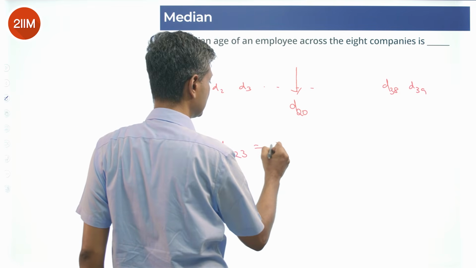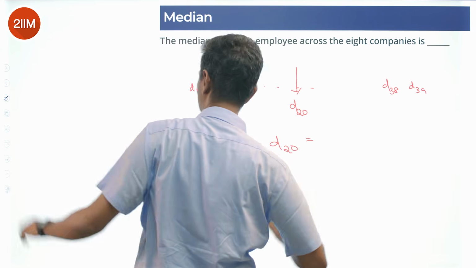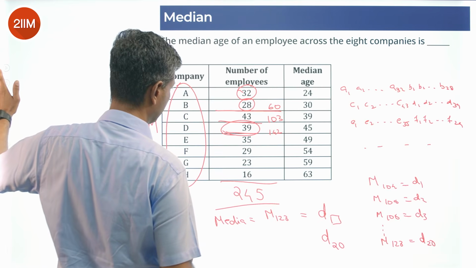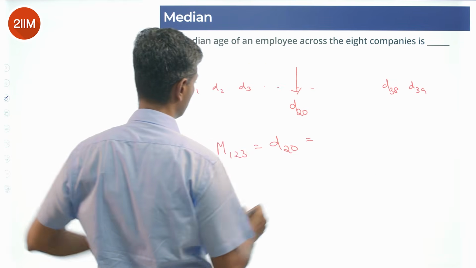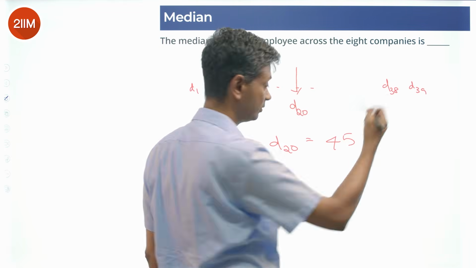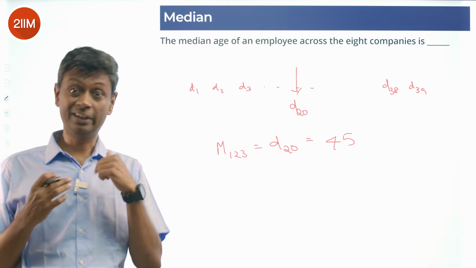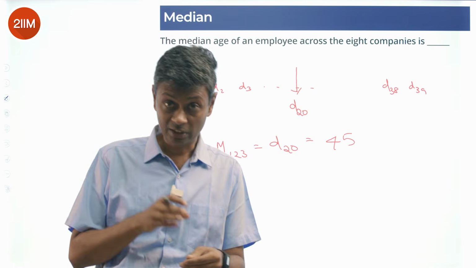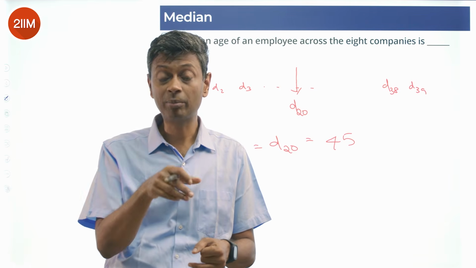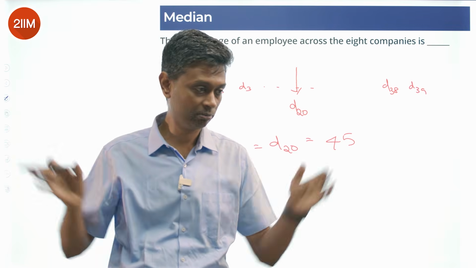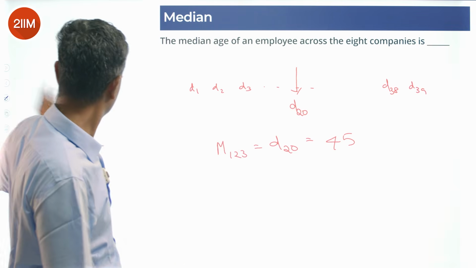M123 is nothing but D20, which is the median of employees in company D, whose age is 45. And the numbers are very friendly. It so happens that the overall median also happens to be the median of D, bang in between. Lucky, happy.